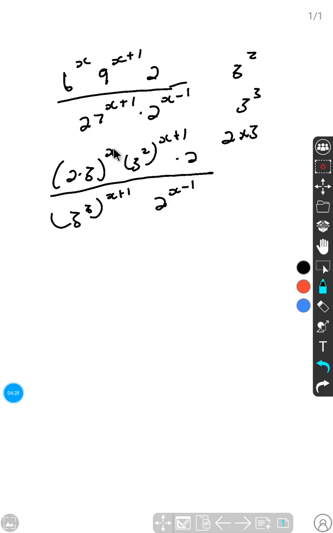Here we're going to use the law that says a times b to the power n: the n goes to the a and the b. So we're going to have a to the power n and b to the power n. This is what we're going to do here.